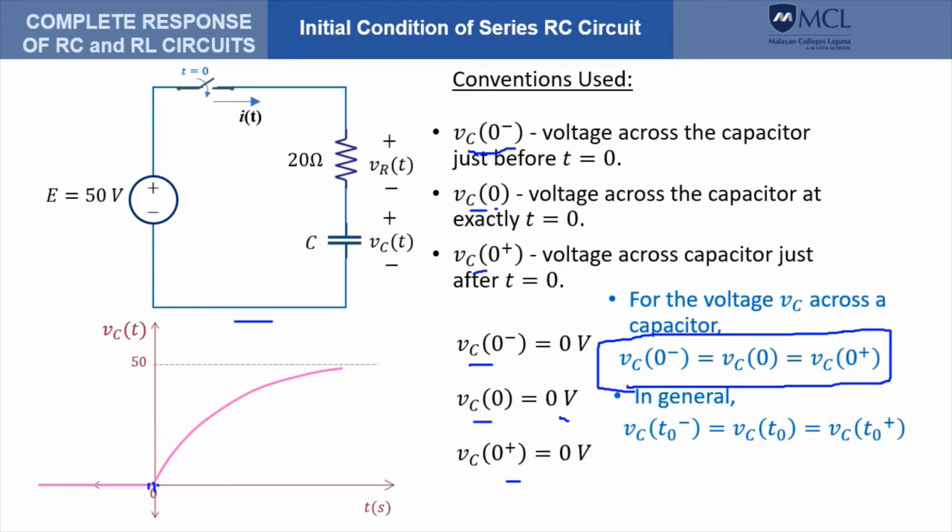Now, the time when the changes are applied may not be time t equals 0. So let's say the time there is t sub 0. In general, we could write this one as this, where again t sub 0 is the time where changes are applied.